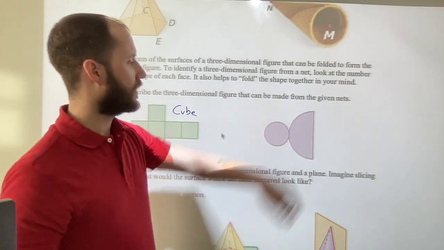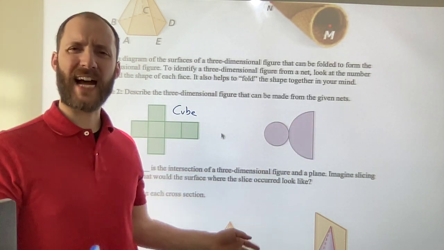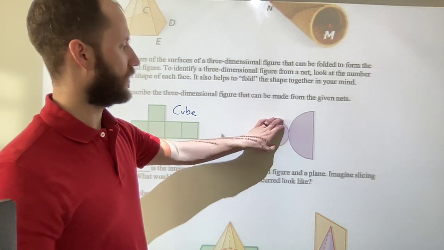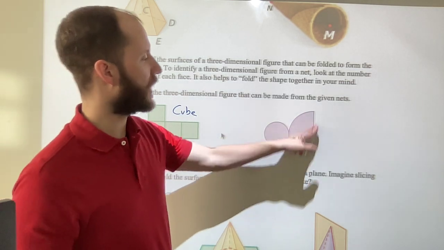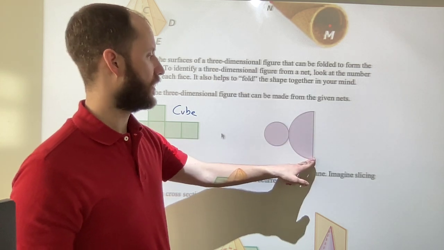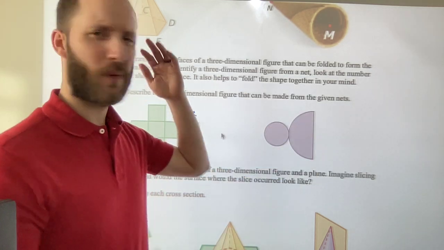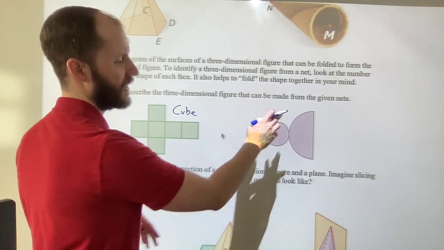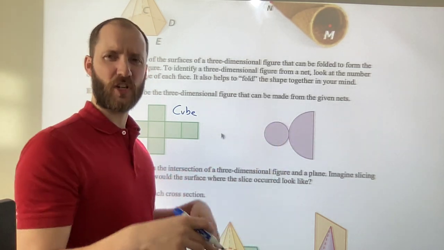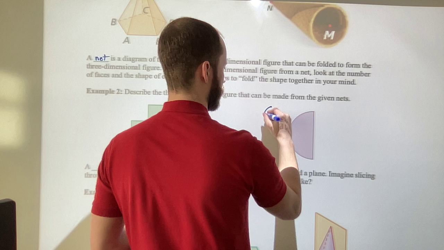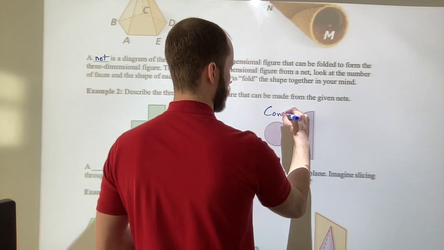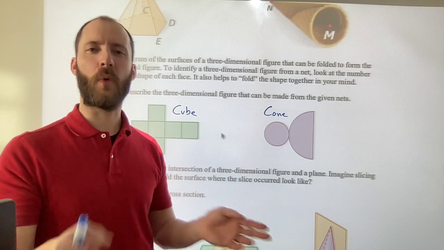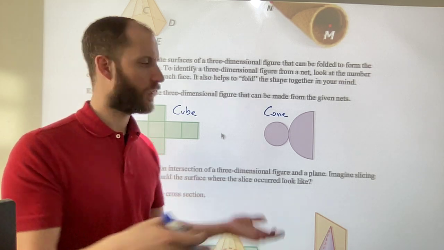For this one, kind of look at some context clues. So only one circle, and then kind of a weird looking semicircle that I got to imagine we get wrapped. But still only one circular base. There's really only one object we look at that has one circular base, a cone.